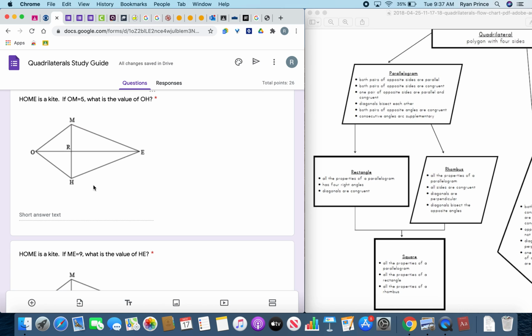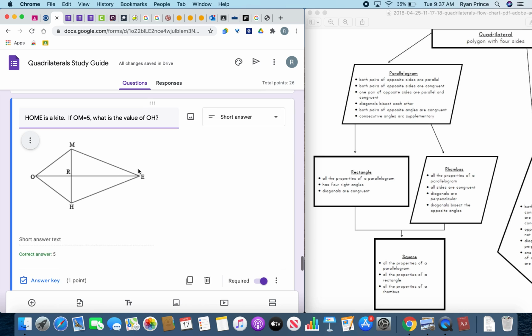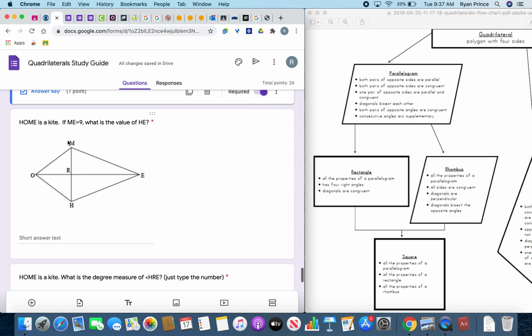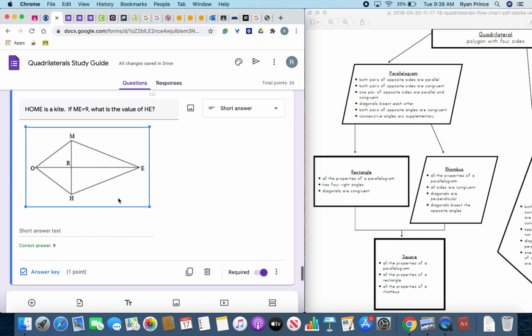Says we got a kite here. OM is 5. What's the value of OH? 5. This is a line of symmetry across this kite. Anything up here is the same as the mirror image down there. So OM and OH are congruent. It's also 5. ME is 9. What is HE? Well, if ME is 9, HE is 9. Two easy ones right there together. 9 and 9. That's the same distance.